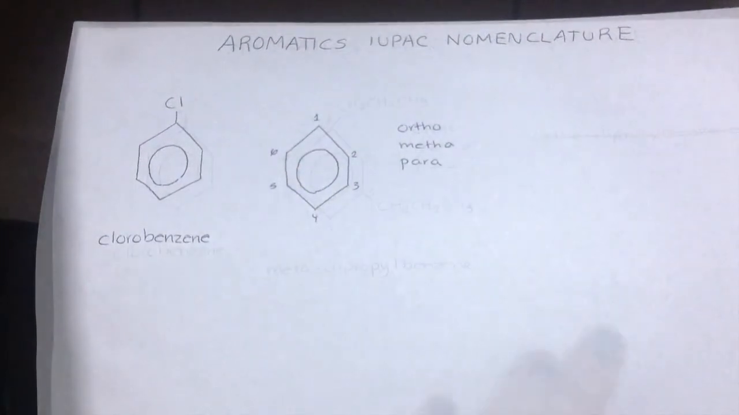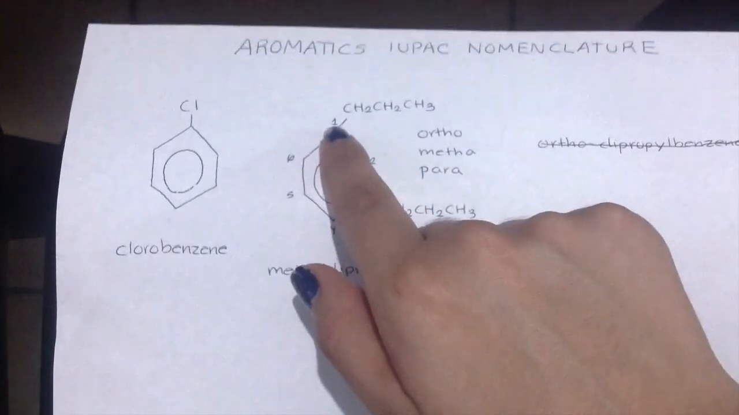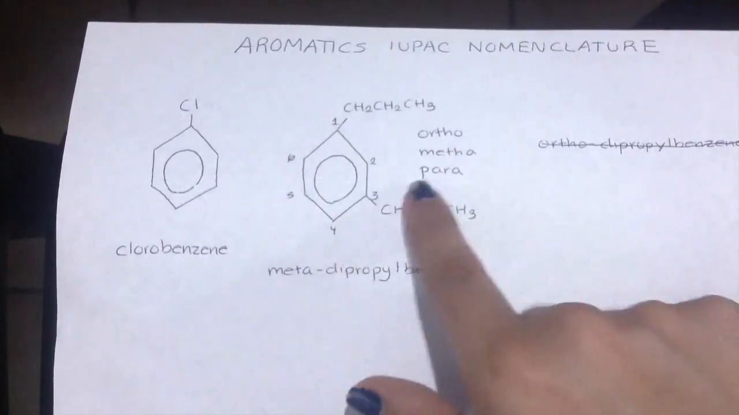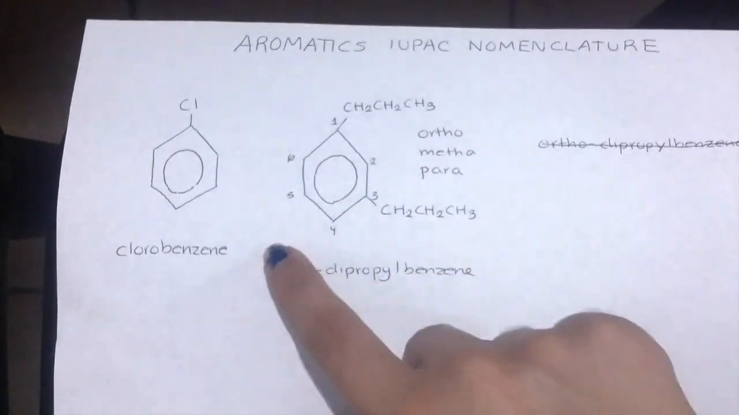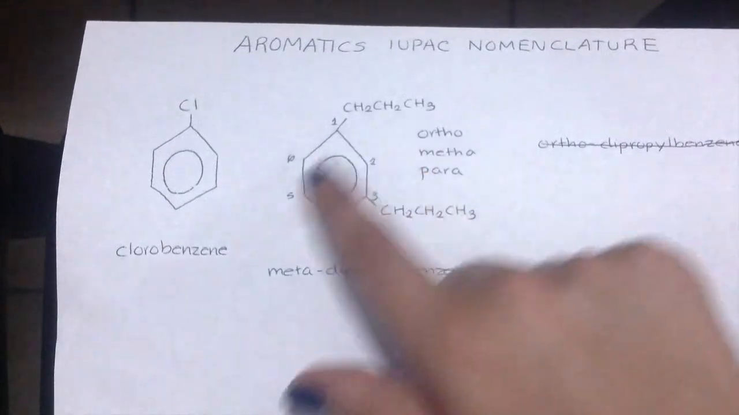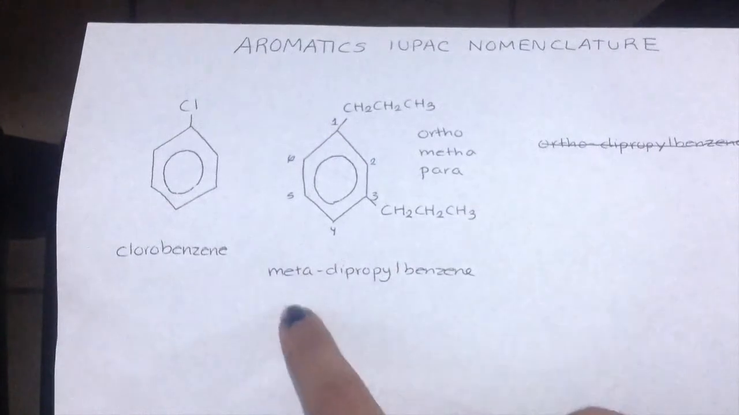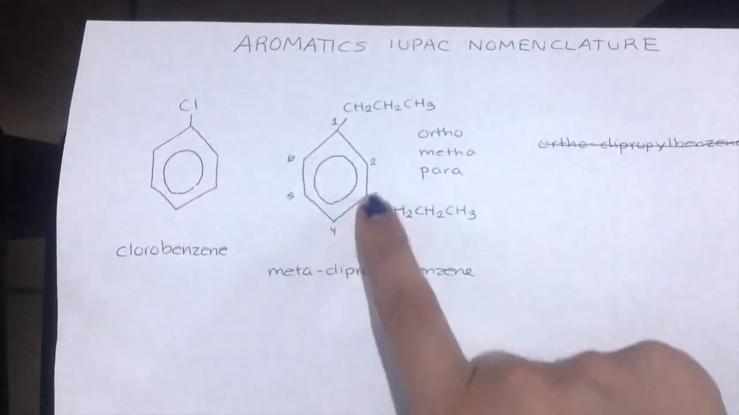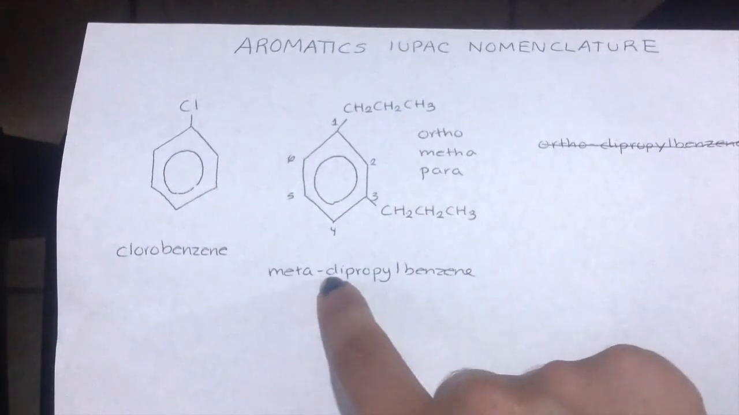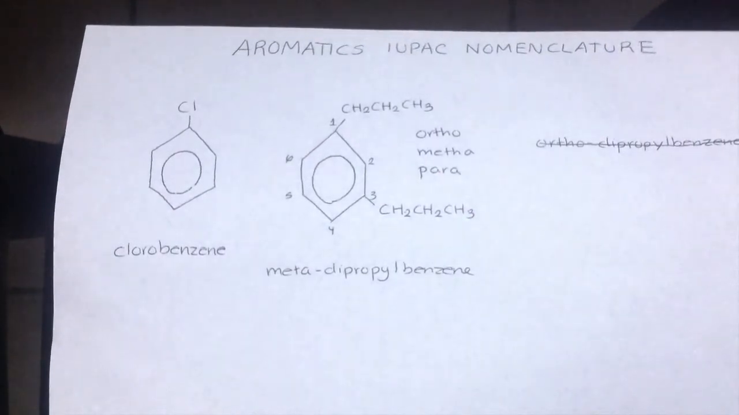Let's make one example. Okay, now if we have a benzene with one propyl and another propyl, placed in number 1 and number 3, we will use the prefix meta. So we write meta, hyphen, we have two propyls, dipropyl, and benzene. When we use this type of prefix, we don't need to write 1, 3. No, meta is the one that substitutes the numbers. Meta, hyphen, dipropyl, benzene. That will be the name. So I hope this really helped you.